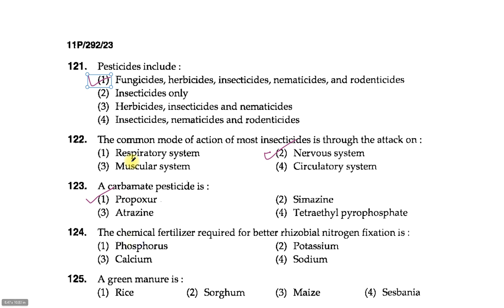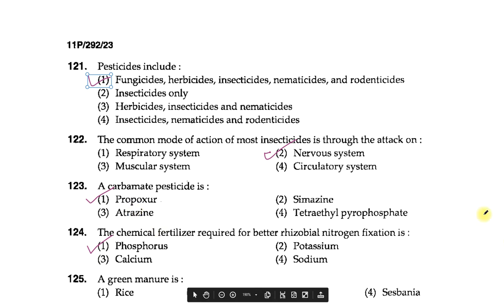Question number 124. The chemical fertilizer required for better rhizobial nitrogen fixation is 1. Phosphorus, 2. Potassium, 3. Calcium, and 4. Sodium. The correct one is the first, phosphorus.